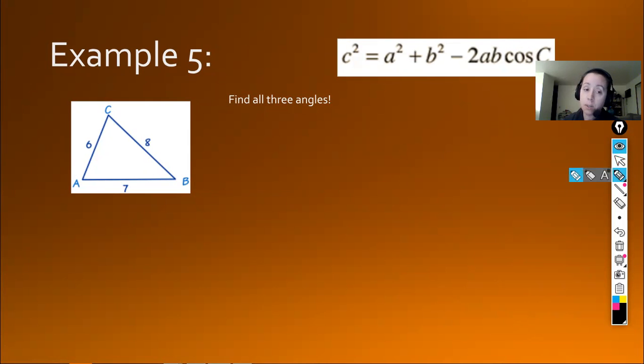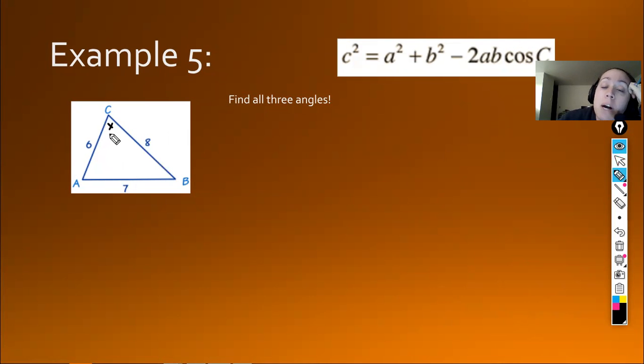So what we're going to do depends on what angle you want to find. In this case, we want to find all three angles. So in reality, I just need to find two and then subtract from 180. That's all. So let's say I'm going to find this 7. So let's say we want to find angle C. We're going to find that first.